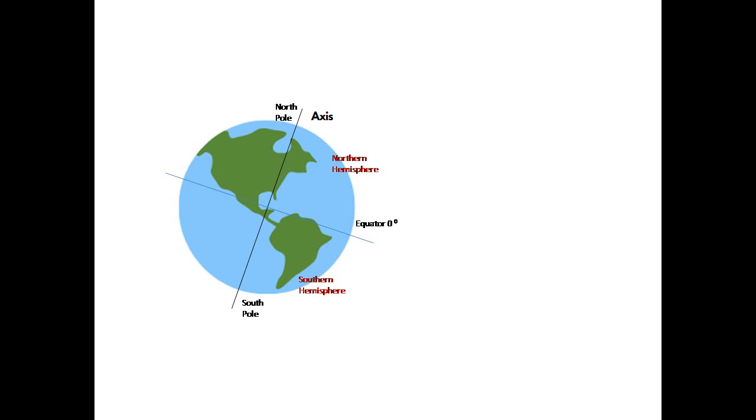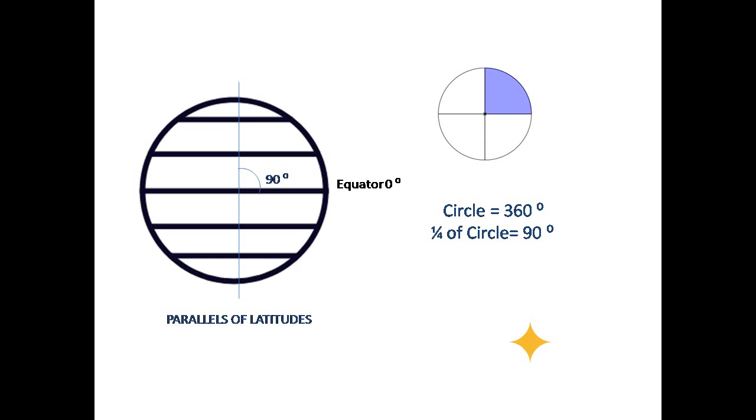Now let's see about latitudes. We have parallel lines from the equator till the poles. All parallel circles from the equator till the poles are called parallels of latitude, and all latitudes are measured in degrees. We have seen the pole star in the last video. If you measure the angle of the pole star from your location, the latitude of your place will be known.